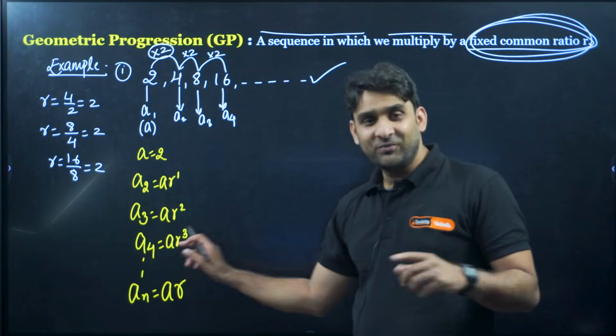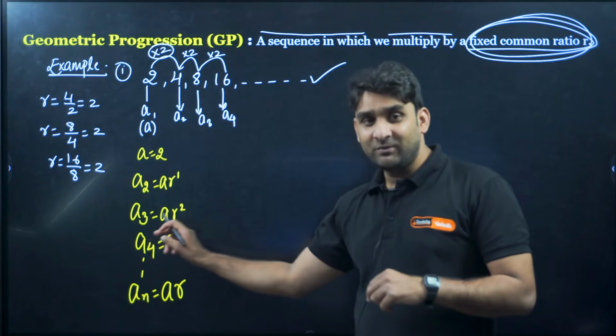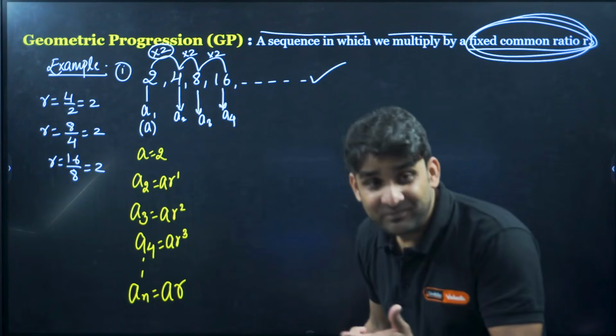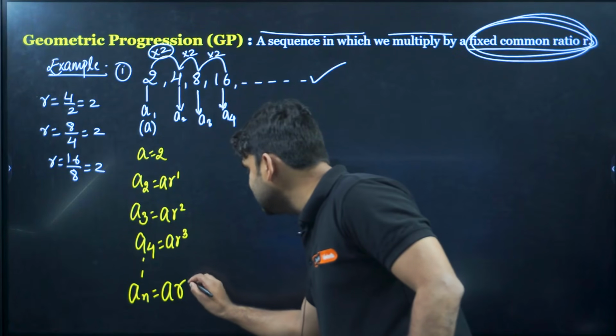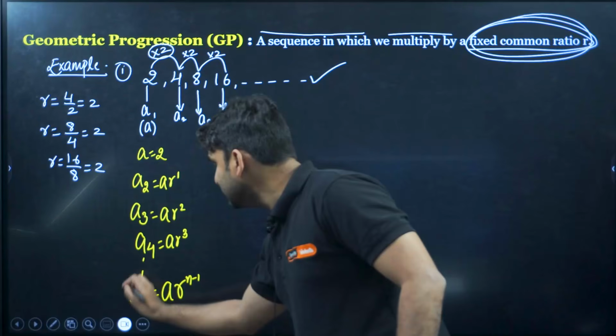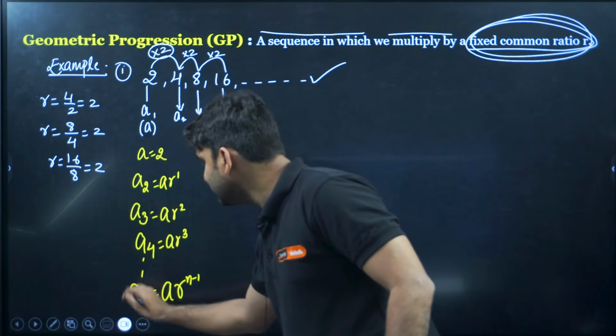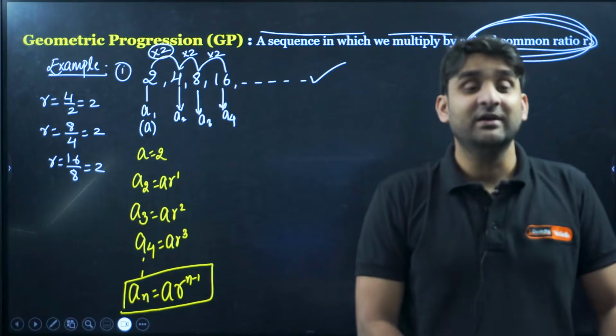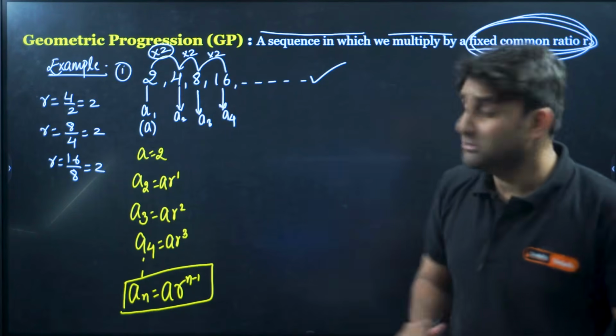For the fourth term, we are taking 3. For the third term, we are taking 2. For the second term, we are taking 1. So for the nth term, this will be a times r to the power n minus 1. And this is called the nth term of a GP. Let me show you how.